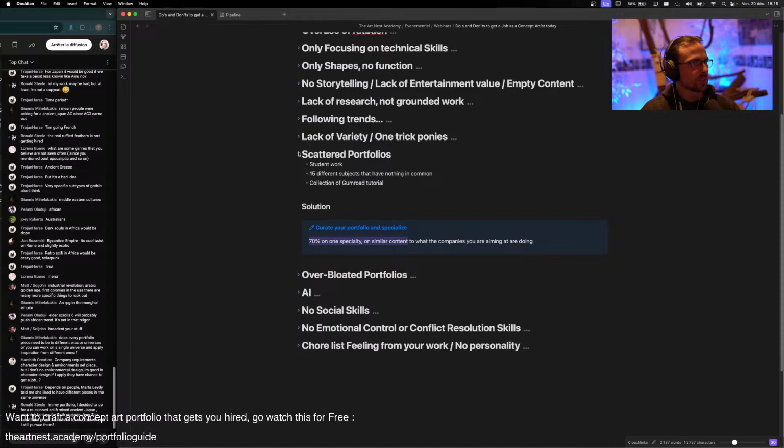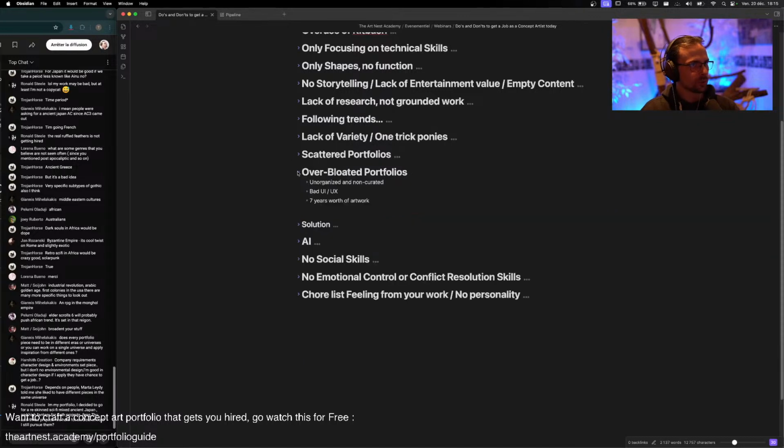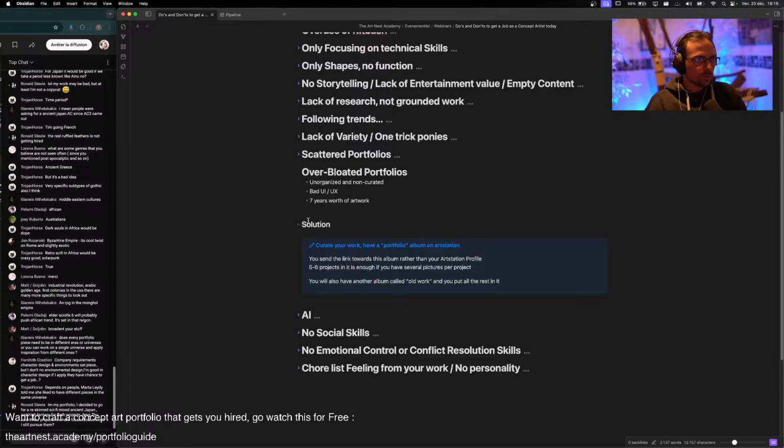Another problem that is very similar to the scatter portfolio is the over-bloated portfolio. It's unorganized and non-curated. You have seven years' worth of artwork, so it's like a hundred artworks on ArtStation. You send that and you're like, hey guys, make your way through it, try to figure it out. Next candidate, immediately.